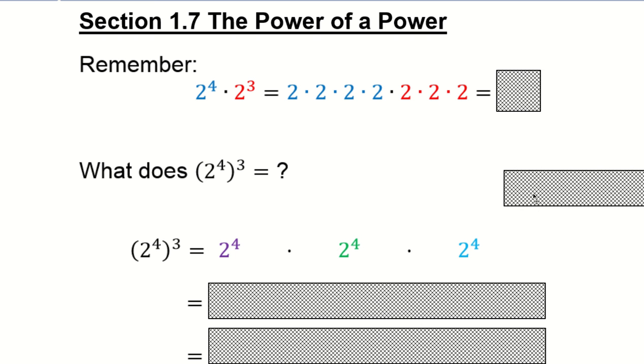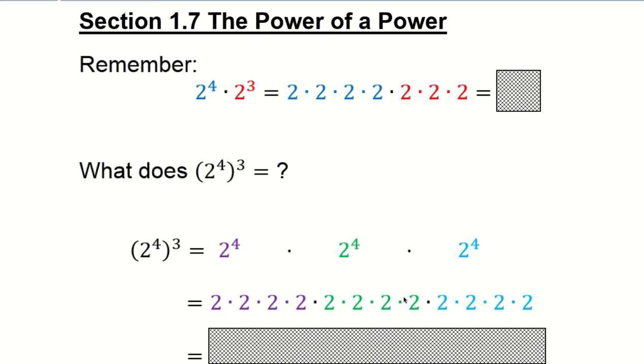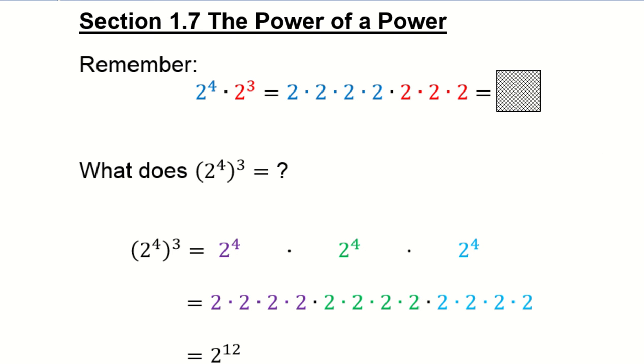So back when we learned this, we kind of saw why that shortcut works perfectly. But the bottom line is, at the end of the day, 2 to the 4th to the 3rd is going to end up being 2 to the 12th power, which is some giant number. But 2 to the 12th is the answer.